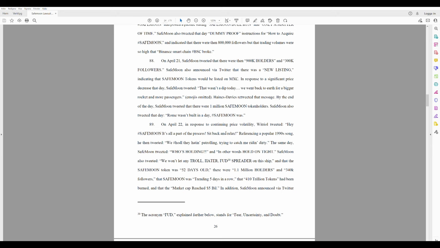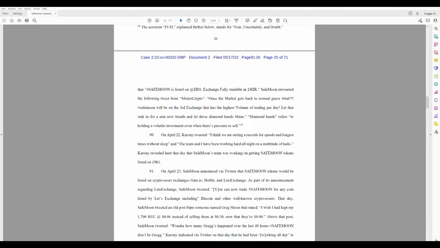Safemoon also tweeted, "We won't let any troll, hater, FUD spreader on this ship." They're censoring the truth. That is what Safemoon social media is. And that the Safemoon token was 52 days old, there were 1.1 million holders and 340,000 followers, that Safemoon was trending 5 days in a row, that 410 trillion tokens had been burned, and that the market cap reached $5 billion.